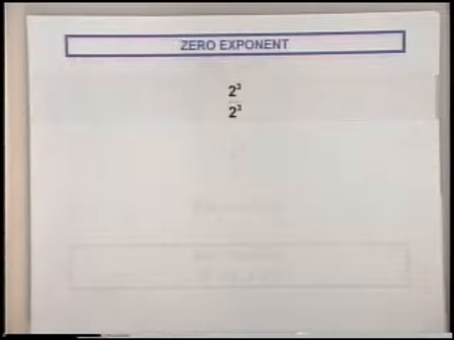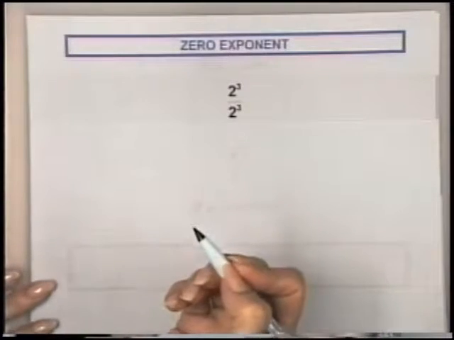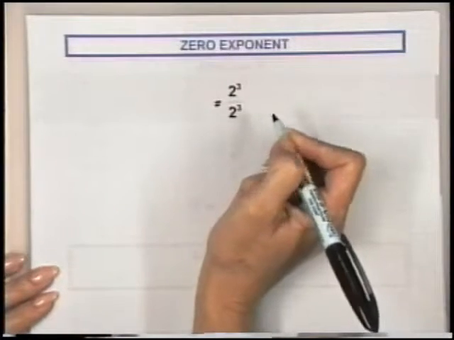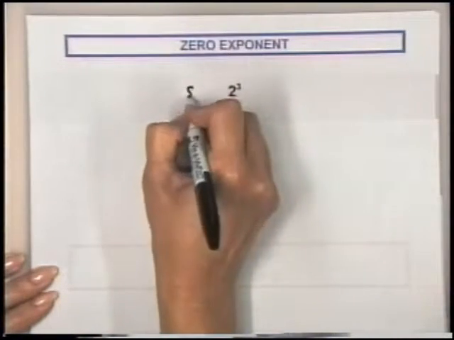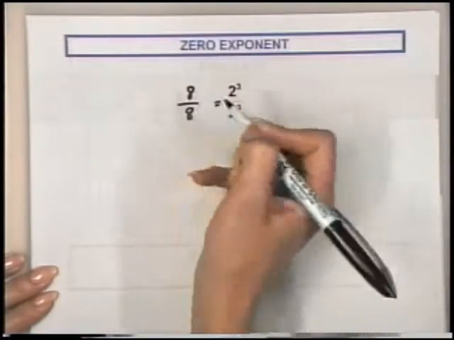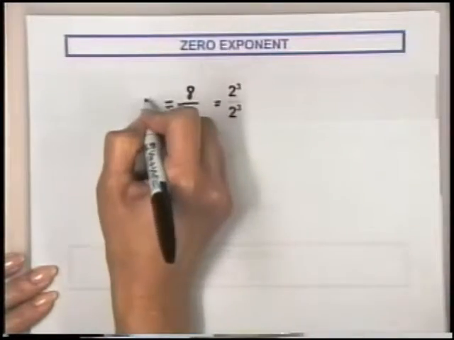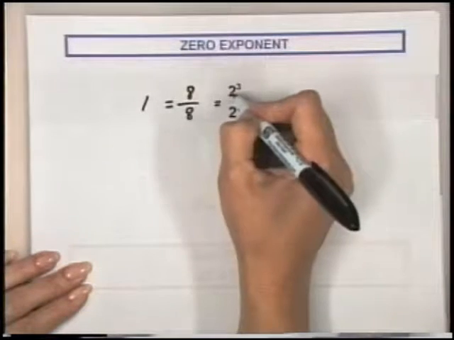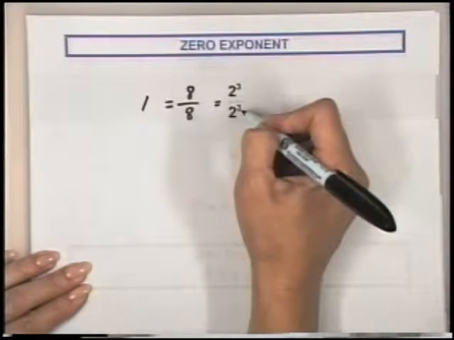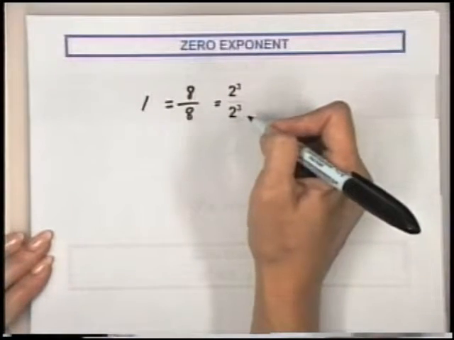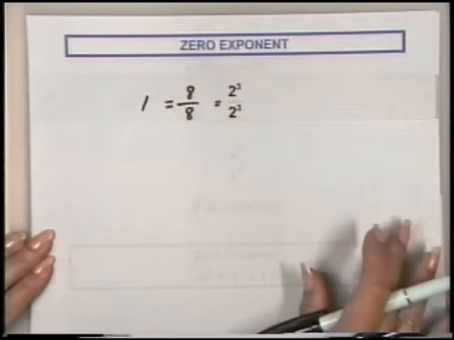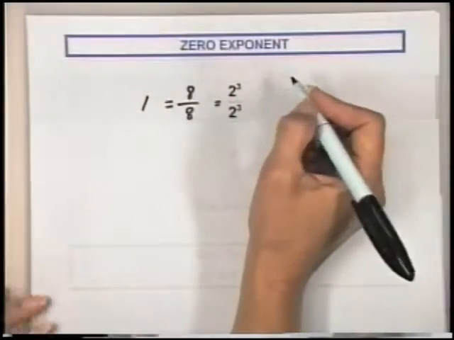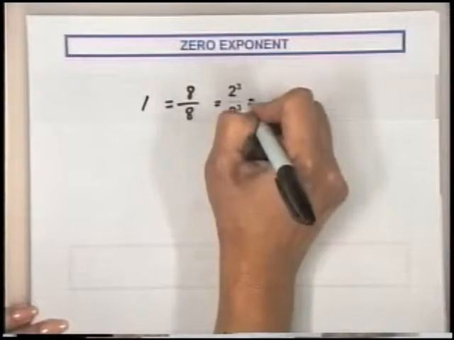To begin with, we have 2 cubed divided by 2 cubed. Well, there are two ways we can think about that. We can think 2 cubed is 8, so we will have 8 divided by 8, and 8 divided by 8 is 1. Or we could have simply thought 2 cubed divided by itself. We know anything divided by itself is equal to 1, except for, of course, if we are dividing by 0. Division by 0 is not defined.